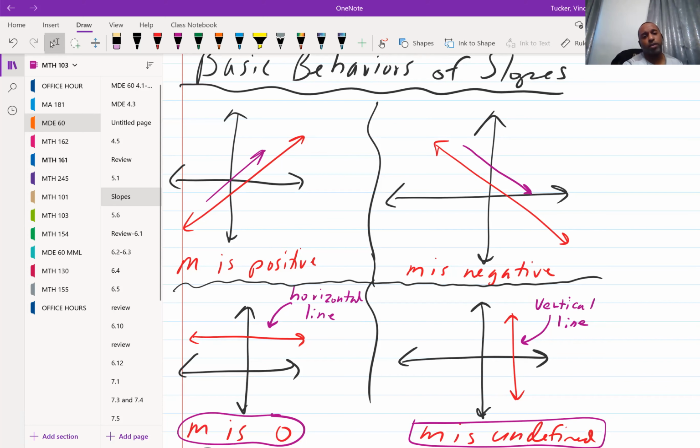Like I said, just 4 general basic behaviors. If your graph is going up as you read it from left to right, your slope is positive. If your line is going down, your slope is negative. Horizontal line, your slope is 0. Vertical line, your slope is undefined.